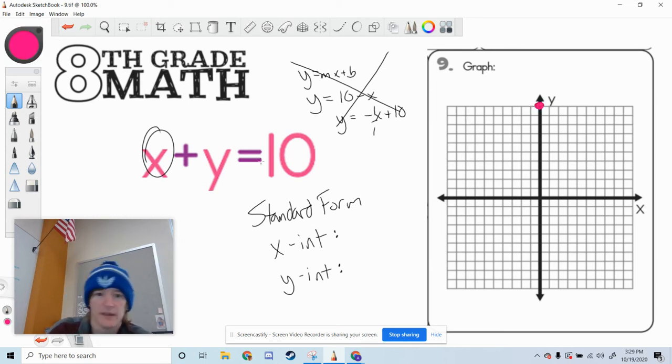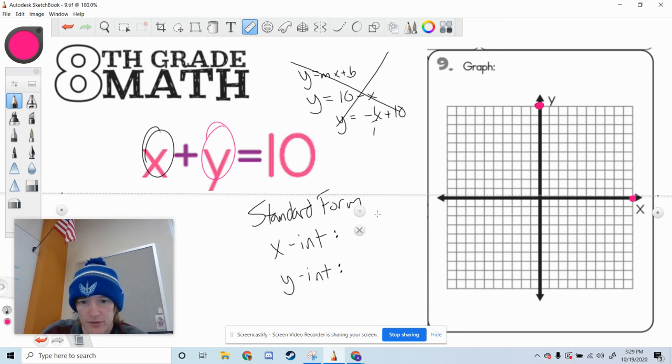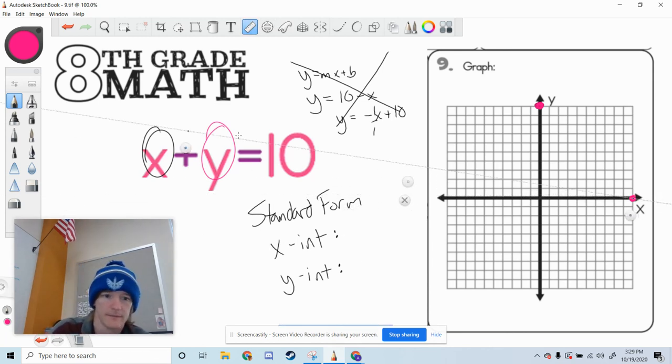At 10. So then my x-intercept is actually where y equals 0. So x is also equal to 10. So I'm going to have a spot right here at x equals 10. Now I'm going to have a diagonal line. I'm going to get my ruler out. I'm going to have a diagonal line that goes through 10 and 10. And that will be how standard form works.